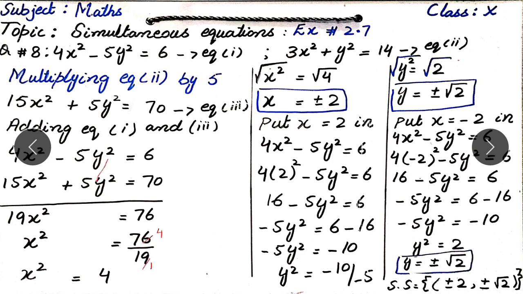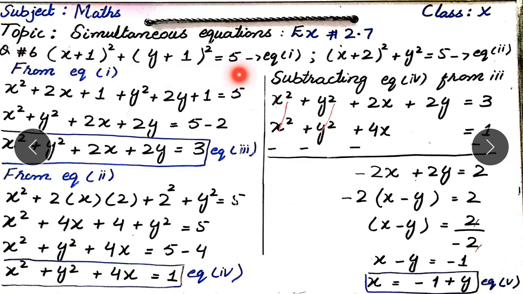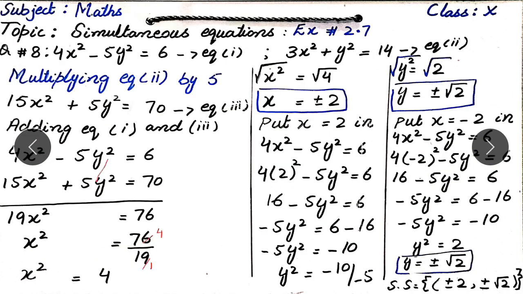Okay, question number 8, we have equation number 1 and equation number 2. Here again you can see that both the equations are quadratic, so how can we solve it? But here, what's the difference between question number 6 and 8? In question number 6, when we simplified the brackets, we had the same algebraic terms where the coefficients were also the same, but in question number 8 the coefficients are different. The coefficient of x is 4, and the coefficient of x square is 3. Then the coefficient of y is 5, and y square is 5, and the coefficient of y square is 1.